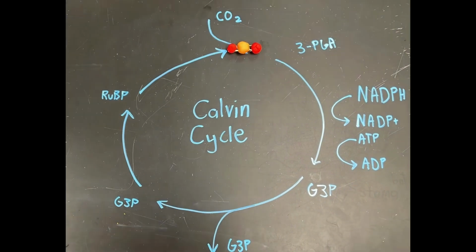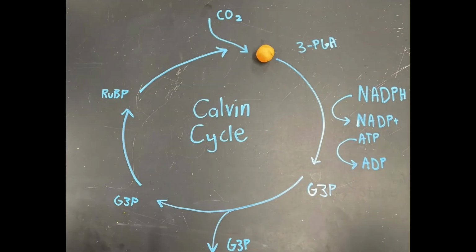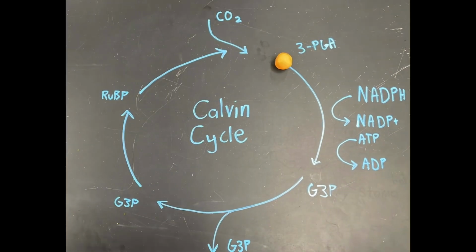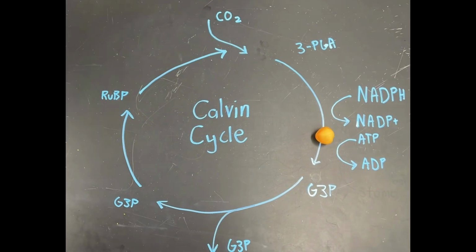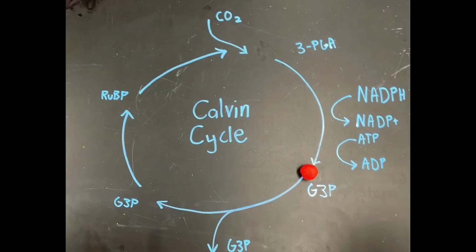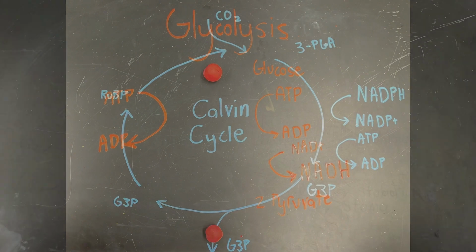In the Calvin cycle, CO2 is turned into 3-PGA with the help of NADPH and ATP produced in the light-dependent reactions. The 3-PGA is then transformed into G3P, which exits the Calvin cycle and is turned into various types of sugars like glucose, sucrose, starch, and more. The remaining G3P continues through the cycle and is turned into RuBP. After this transformation occurs, the process repeats itself.